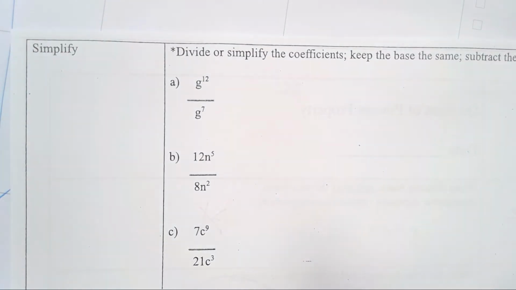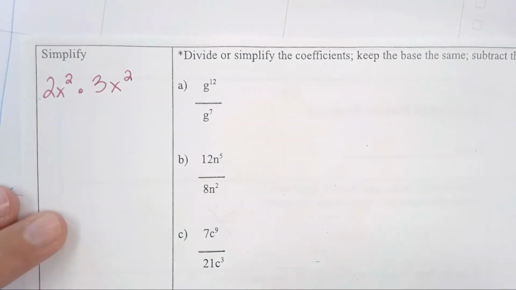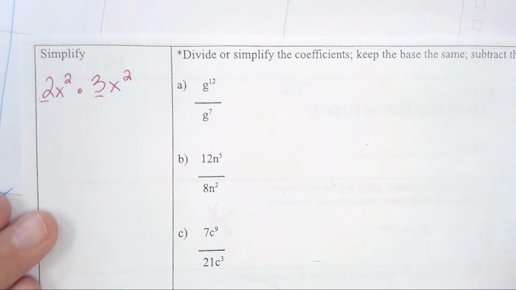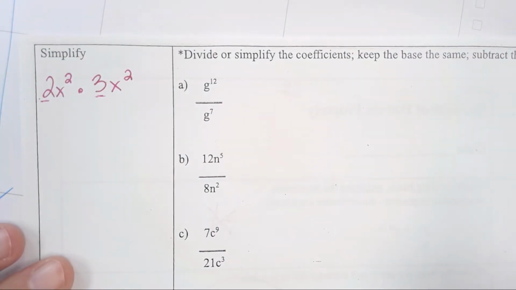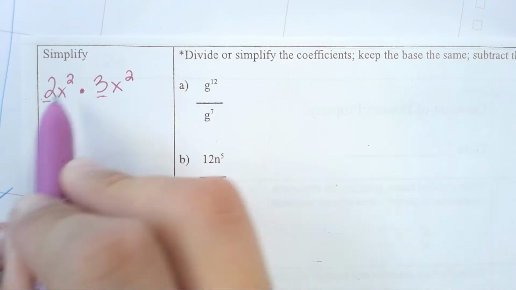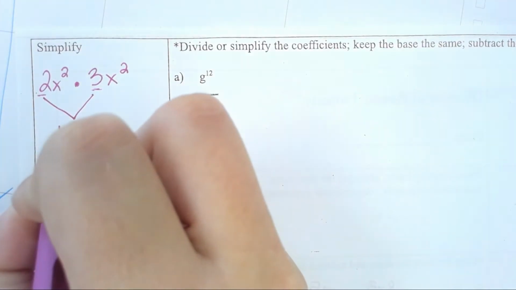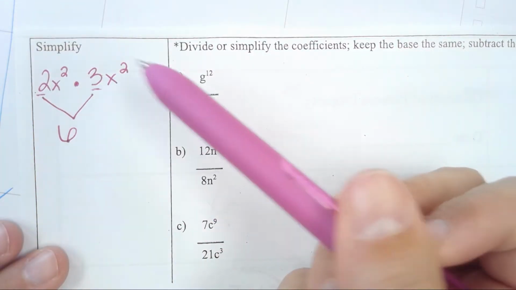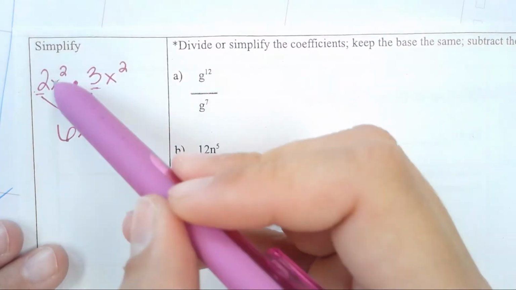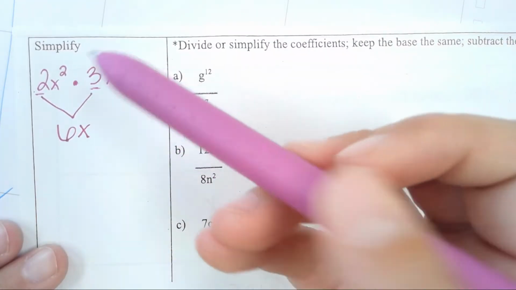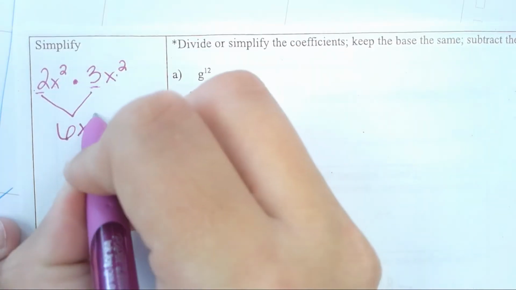So remember yesterday with coefficients, we talked about how if you had like 2x squared times 3x squared, remember your coefficients in this case are 2 and 3. So you have to simplify your coefficients by doing the operation first. So what you guys had to do here was take 2 times 3 to give you 6. And then you can go back to your bases. So your bases were x, so you're going to keep your base of x. And then the rule with multiplying with exponents is you just add the exponents together. So 2 plus 2 would give you 4.